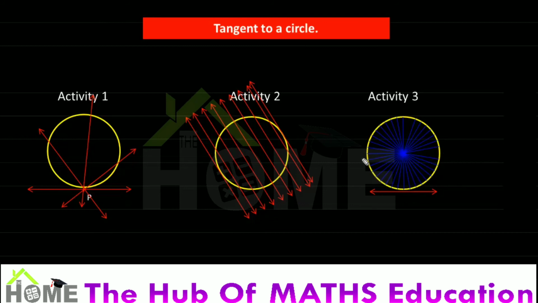Then draw another tangent and measure the angle between the radius and the tangent. Draw another tangent, measure the angle between the radius and the tangent. Draw another tangent and measure the angle between the radius and tangent, and you will find that all these angles are of measure 90 degrees, and we can say that the radius is always perpendicular to the tangent at the point of contact.